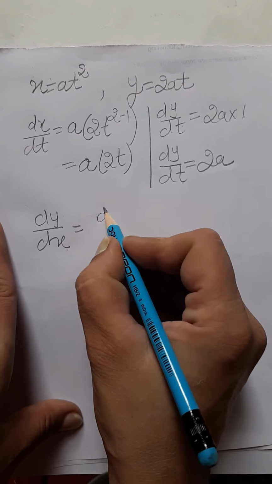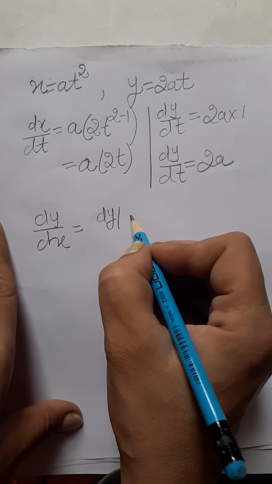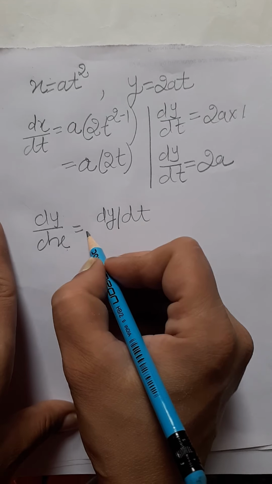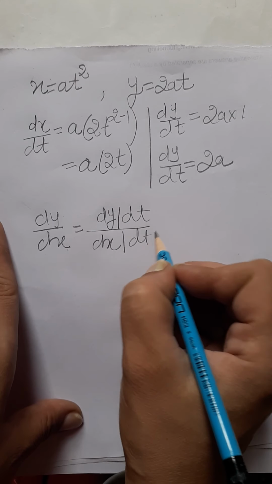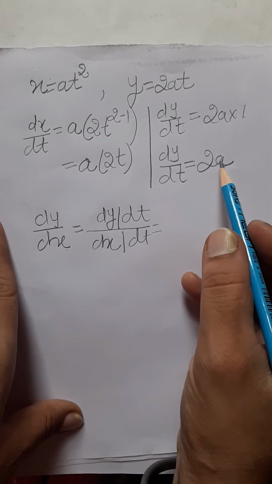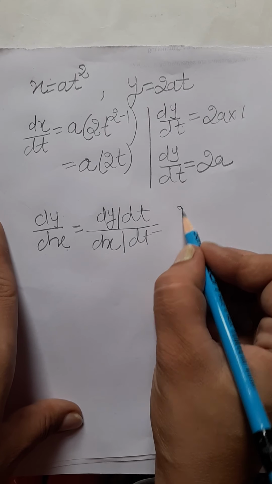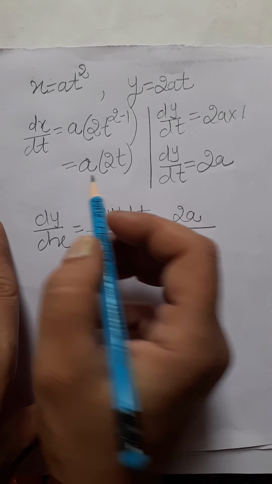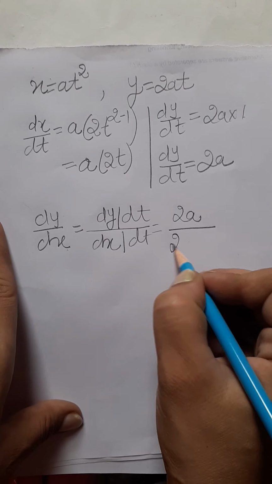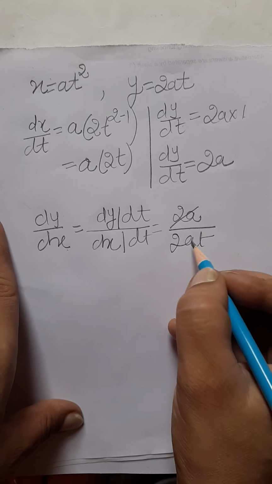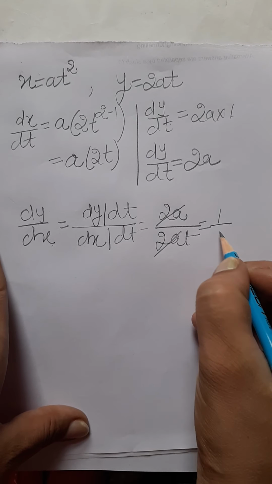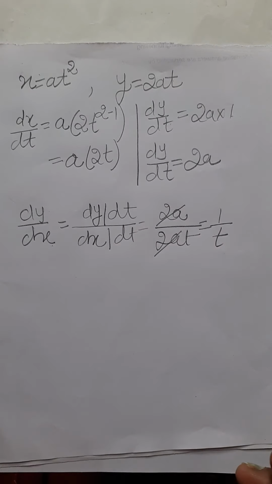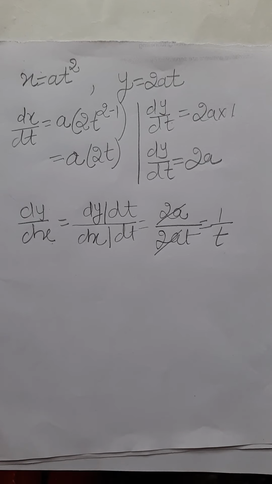Now, if you want to find dy/dx, the derivative of y with respect to x, then we apply the formula (dy/dt)/(dx/dt). We put the value of dy/dt and in the denominator dx/dt, cancelling 2a from the numerator and denominator, and you get the value of dy/dx is equal to 1/t.